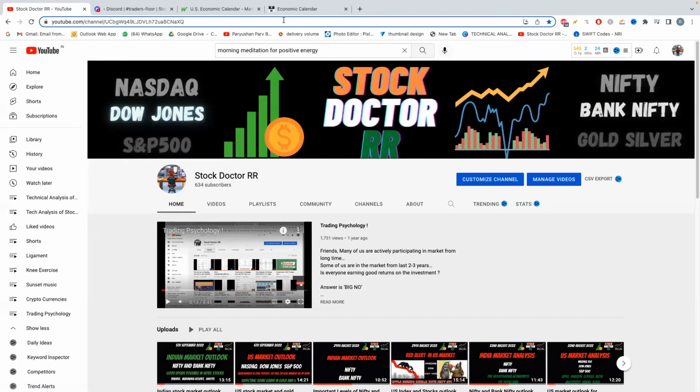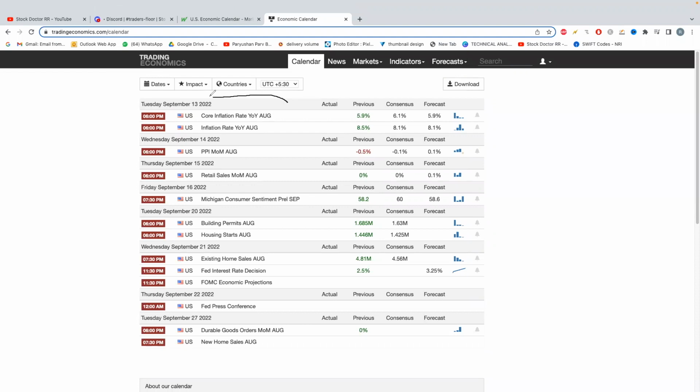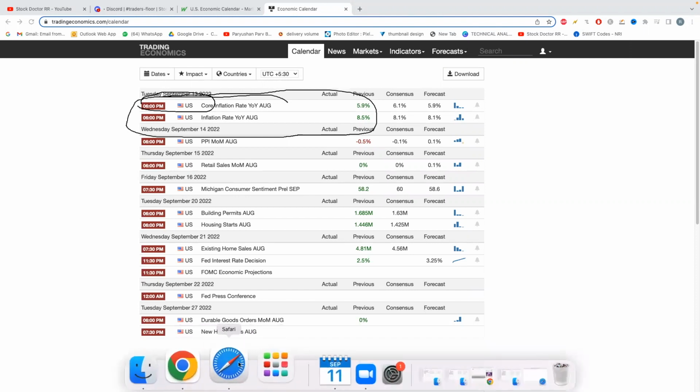So let's go and see what the economic calendar is saying for the next week. The most important details we have: on Tuesday, September 13th, we have these three important data. The core inflation rate for the August month will be very important, and that will change the market outlook. So let's consider this before taking any position, and let's start our analysis of those indexes.